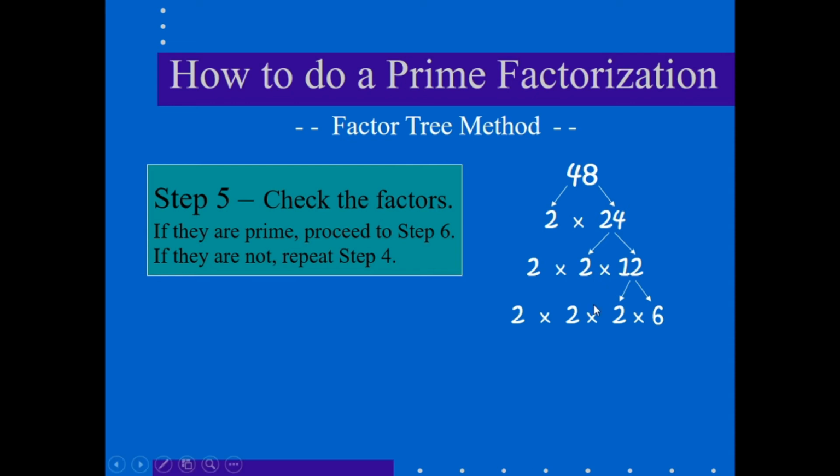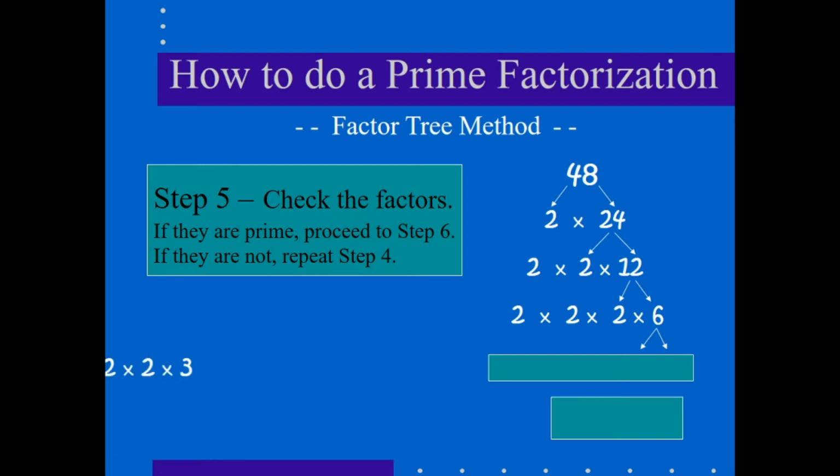So we just copied here the 2, and the factor of 12 is 2 and 6. And after that one, you will continue. Factor 6, 2 times 3. If you observe, I just copied the 2, the 2, the 2, and factored 6, 2 and 3. So 2 is already a prime number and also 3.